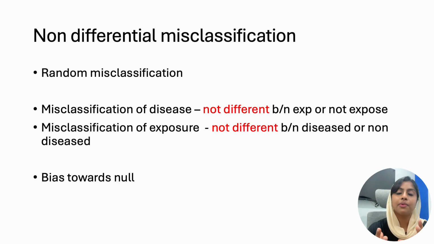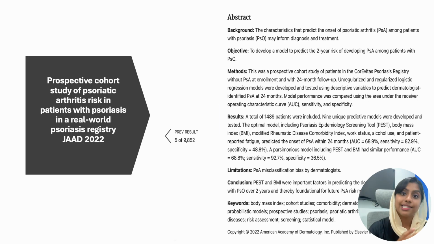So in this case, what happens is that the bias can move towards a null. Null is 0. So it can say that probably there is less association or no association. Let's take a look at the example.